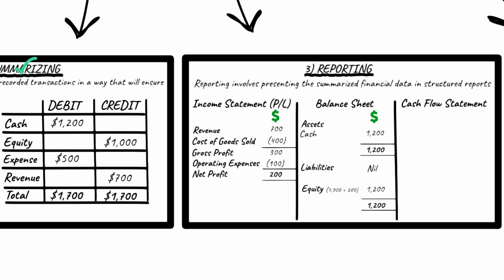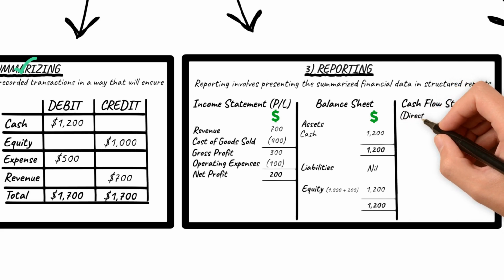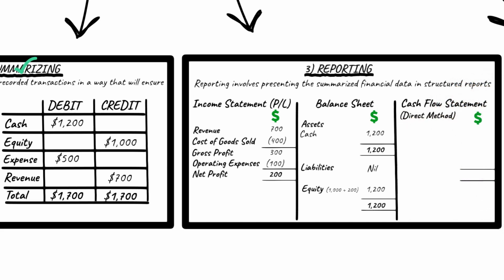Now let's prepare the last statement, the cash flow statement, using the direct method. The direct method is straightforward. We simply add inflows and subtract outflows. There is another method of preparing the cash flow statement that's more complex, which I will cover in a future video. For now, let's stick to the direct method.